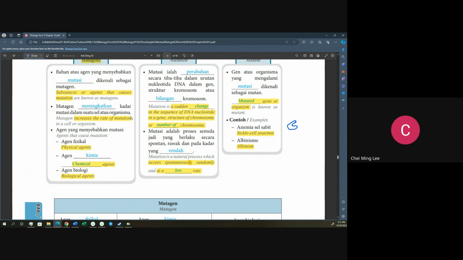Okay, this will cause the effectiveness of hemoglobin to become low. So it will lead to chronic diseases, for example, chronic respiratory diseases. While albinism is due to the lack of black pigment. If I'm not mistaken, it's black pigment. I forget which pigment already.